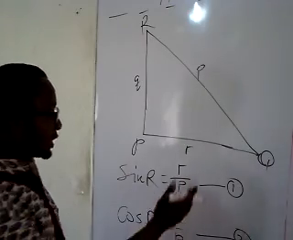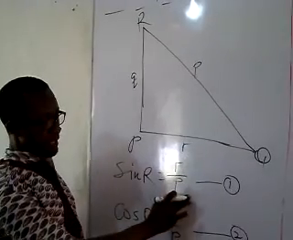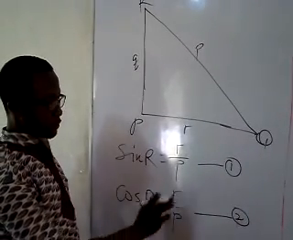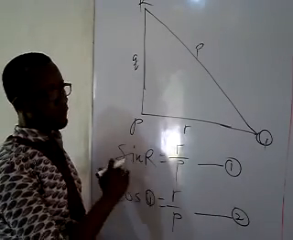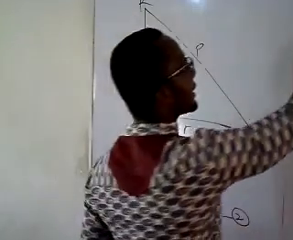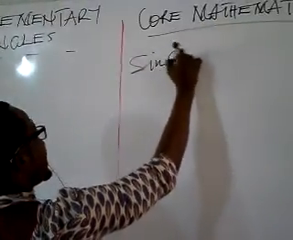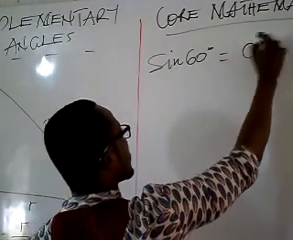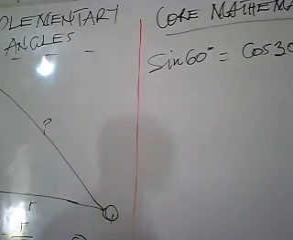Now you see from equation 1 and equation 2 that sine R, which is R over P, is also the same as cos Q, which is also equal to R over P. So this proves that when you have something like sine 60 degrees, sine 60 degrees is also the same as cos 30 degrees because they all add up to 90 degrees under complementary angles.